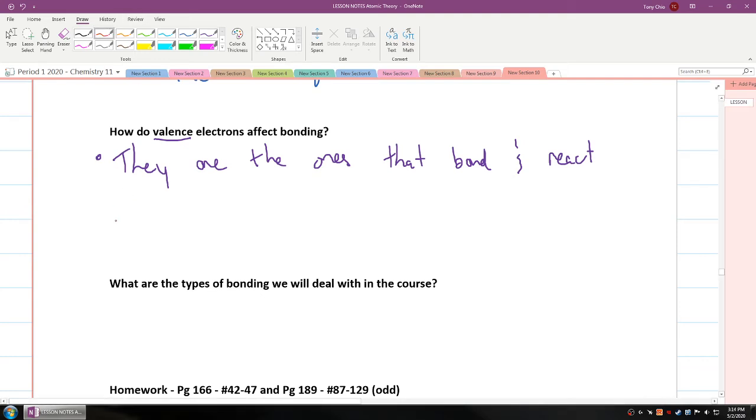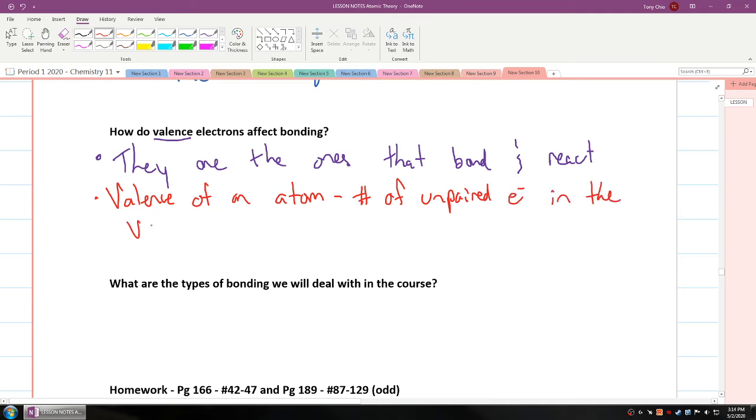Well, there's a new term. It's called the valence of an atom. The valence of an atom is the number of unpaired electrons in the valence shell. And it's these that will form bonds.